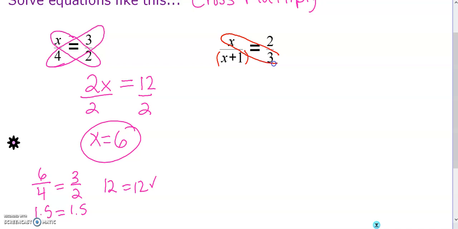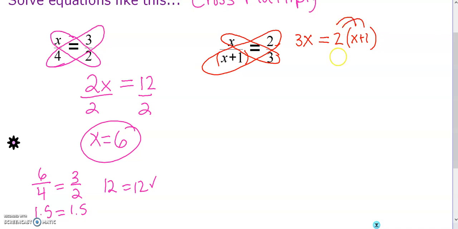We are going to multiply this diagonal, and that's just going to be 3x. Nothing special, nothing complicated there. On the other side, what I really have is 2 times this quantity, x plus 1. I shouldn't just do 2 times x and then plus 1. I have to make the 2 multiply the entire thing. So that means I'm distributing. So that becomes 2x plus 2.